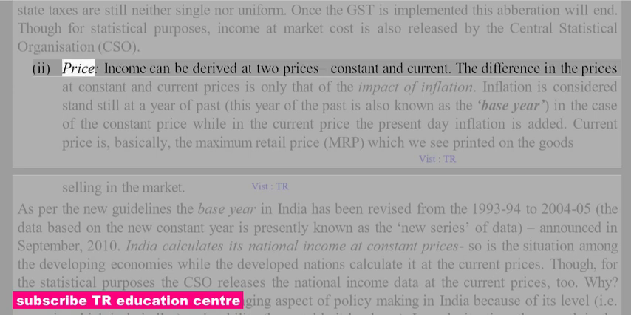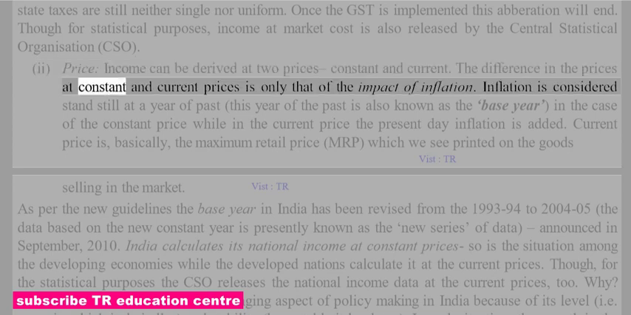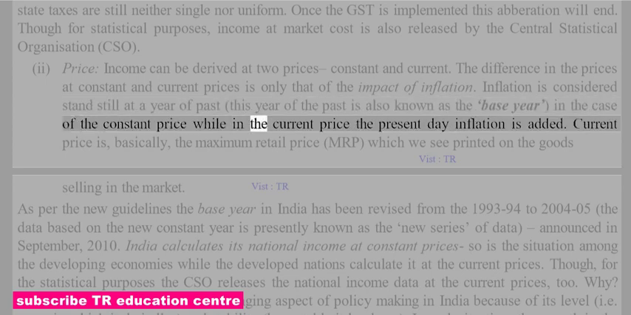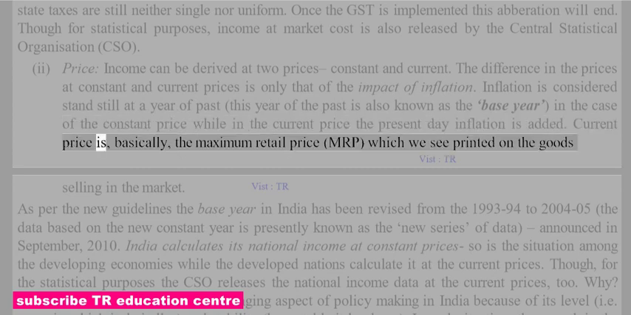2. Price. Income can be derived at two prices, constant and current. The difference between constant and current prices is only that of the impact of inflation. Inflation is considered standstill at a year of the past. This year of the past is also known as the base year, in the case of the constant price, while in the current price the present day inflation is added. Current price is, basically, the maximum retail price, MRP, which we see printed on the goods.